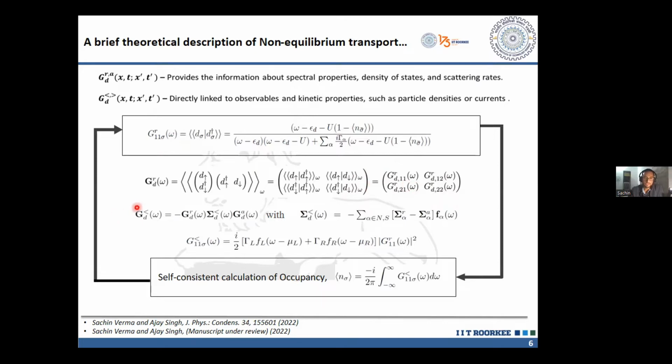And then we use the Keldysh Green function equation to calculate the lesser Green function, which is used to calculate the non-equilibrium properties, such as the occupancy of the quantum dot. And the occupancy needs to be calculated self-consistently because the occupancy also depends on the Green function. So we did it using the Fortran coding language or MATLAB.